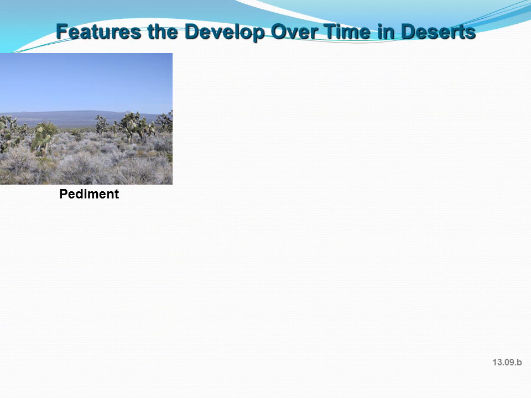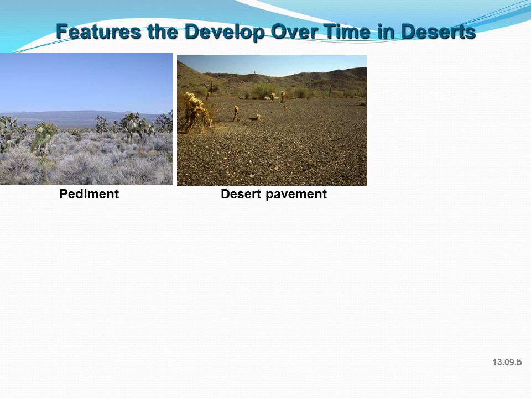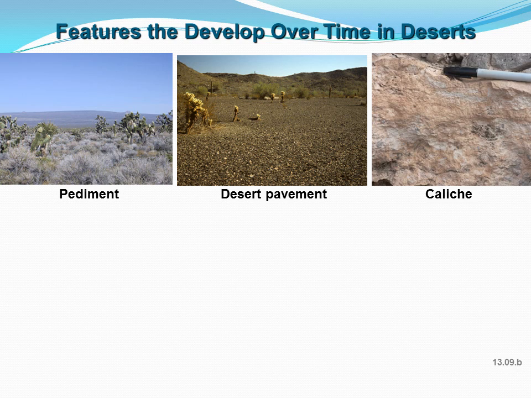Okay, other features that develop over time in deserts. The first one is called pediment. That's a gently sloping erosional surface. The next one is desert pavement. Rocks concentrated on the surface because finer materials have been blown or washed away. So it actually looks like somebody came in and paved this area or sorted out all of the rocks, but that's not the case. It's just all of the small material that would have been in between has blown away.